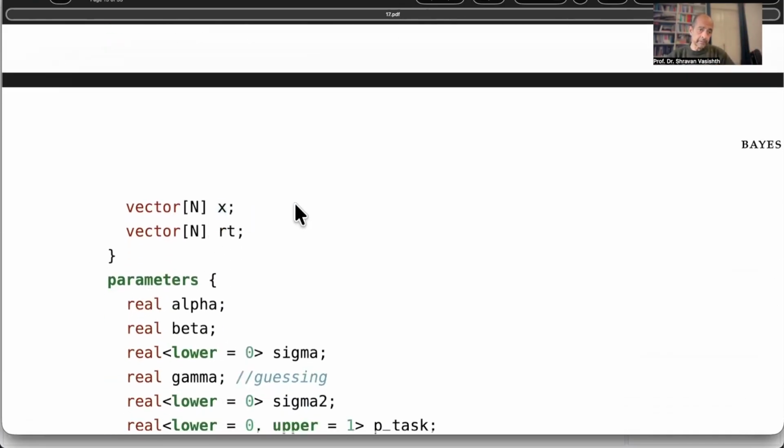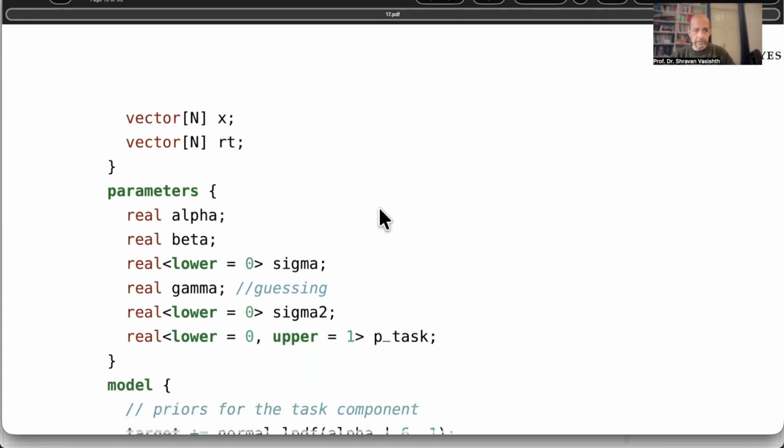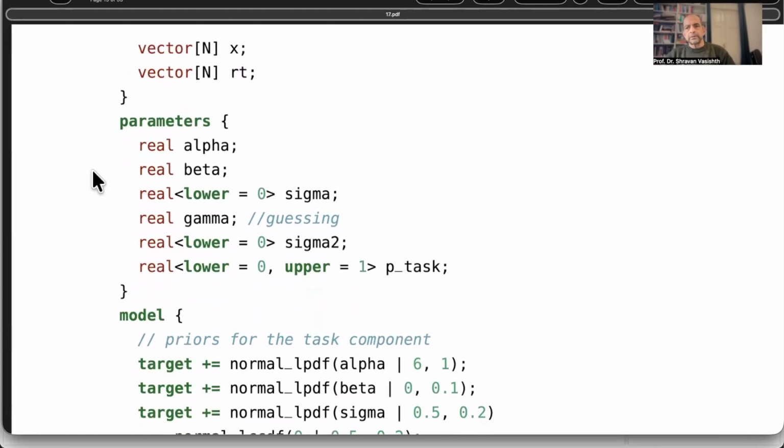The predictor variable is a vector, and the response times or reaction times are also a vector of the same length. And notice that we are not modeling the subjects at all. Look, they are not anywhere. There's no hierarchical structure, nothing in this model. It's just a simple linear model here. That can be added, of course.